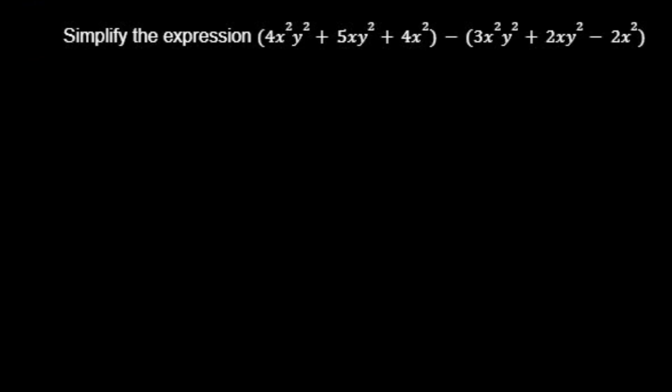Okay, in this example, we're simplifying the expression. We have one polynomial minus another polynomial. Now, when we're subtracting polynomials, we have to distribute our negative 1 that sits in front of the parentheses. Anytime we have a minus sign in front of parentheses, we'll have to distribute that negative sign through the second set of parentheses. So my first polynomial will not change. I'm just going to bring it down.